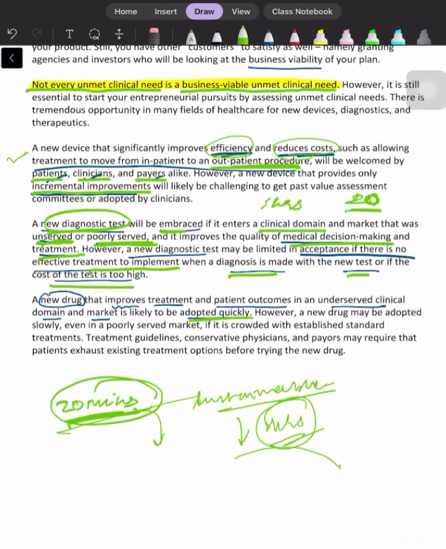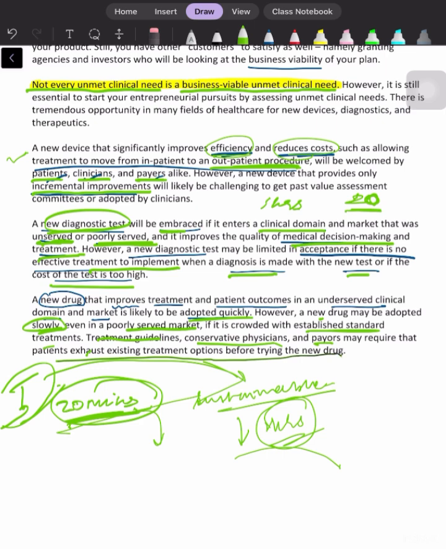However, there are limitations to these things: a new drug may be adopted slowly, even in a poorly served market, if it's crowded with established standard treatments. Again, the same thing. If an old lady has been using this drug ABC, for example, for the past 5 years, why would she suddenly switch to this? So it would need a lot of marketing and a lot of branding, and then maybe you can make your move. Under treatment guidelines, conservative physicians and payers may require the patient to exhaust existing treatment options before trying a new drug.